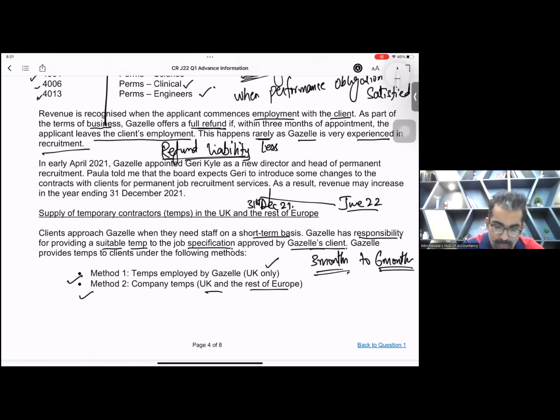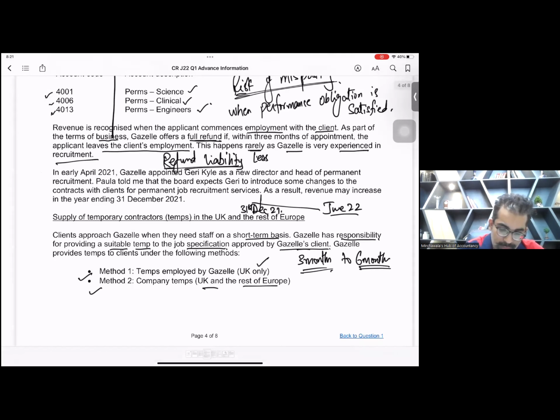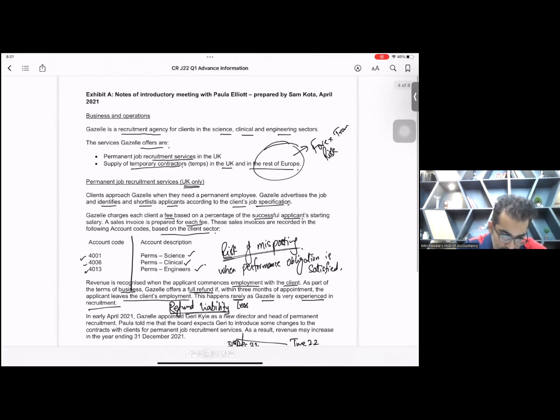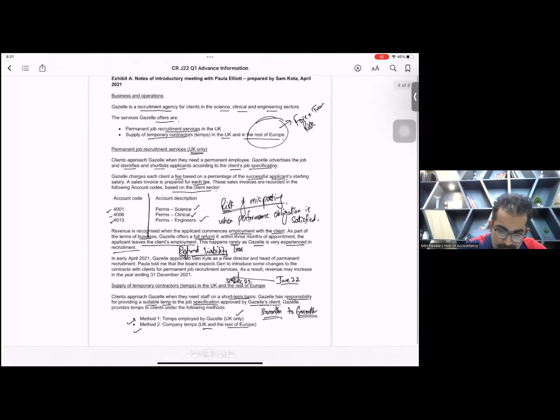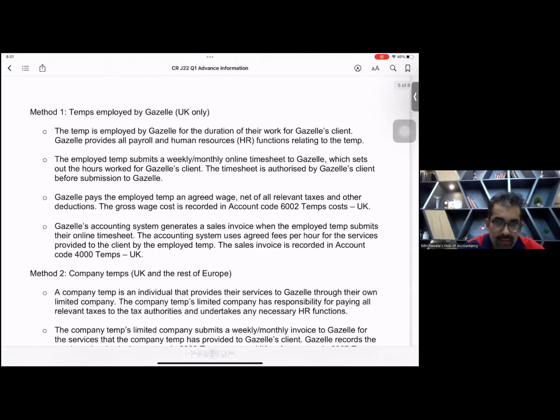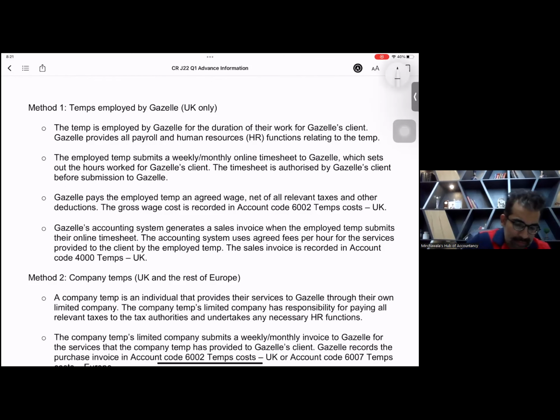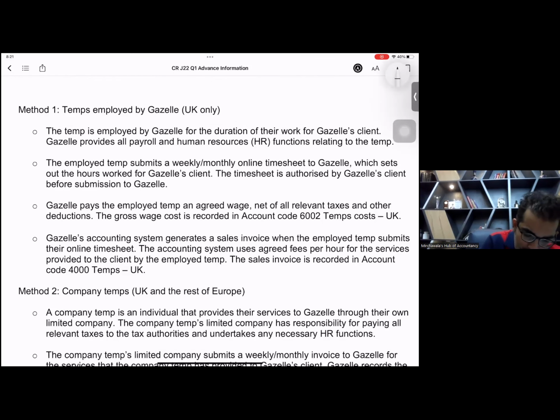Now let's study what they are. This is going to be method 1. Let me enlarge the screen. Please listen very carefully. The temp is the temporary employee. Temp means temporary employee. The temporary is employed by Gazelle for the duration of their work for Gazelle's client.